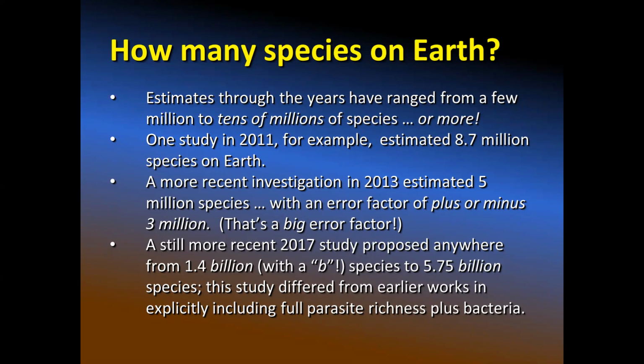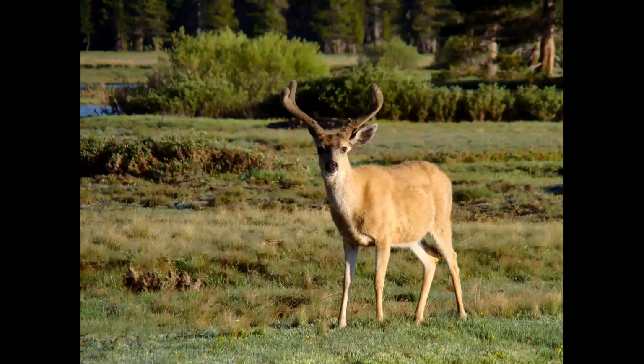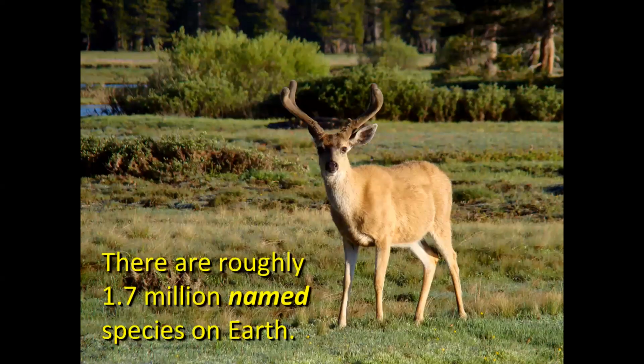A still more recent 2017 study proposed anywhere from almost 1.5 billion, with a B, species to over 5 billion species. And this was distinct because it included bacteria and parasite richness, which hadn't been done in those earlier studies. So scientists are still debating how many species are out there. The one number I would like you to remember is that there are roughly 1.7 million named species on Earth. These are species that scientists have actually given a name to.